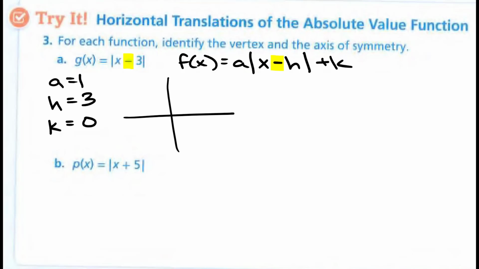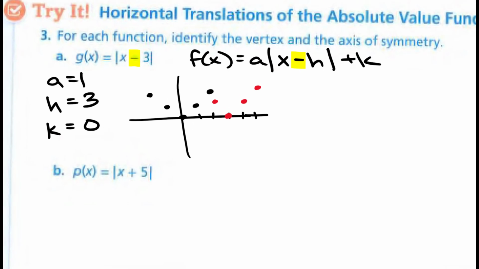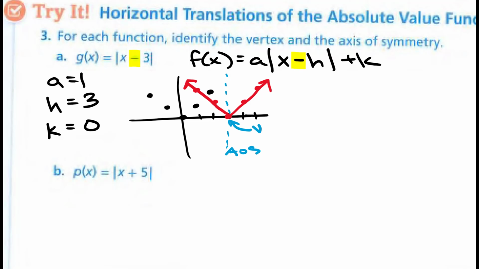If we want to do a quick sketch, again, our parent function, over 1 up 1, over 2 up 2, what we're going to do is shift everyone horizontally 3 units to the right. And so our new function will have a vertex over 1, 2, 3, and then over 1, up 1, over 2, up 2. This isn't a formal graph, just a little quick sketch. And so our vertex is right here, and our axis of symmetry would be going down the center.